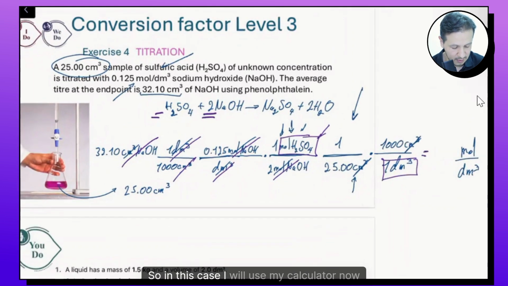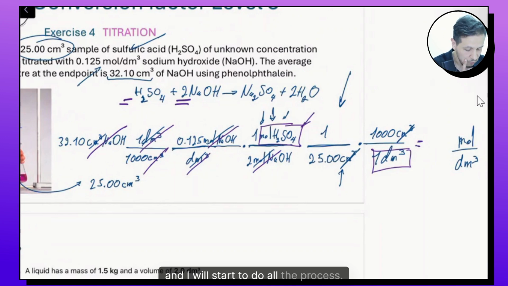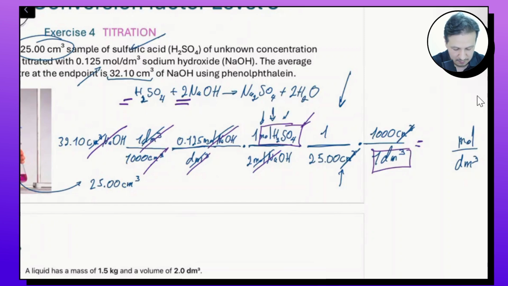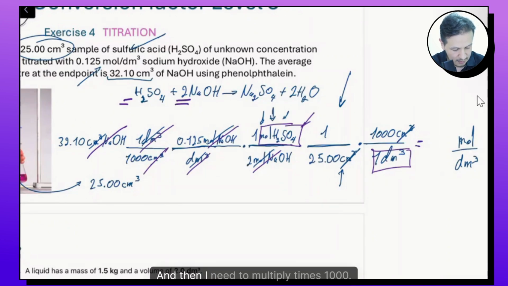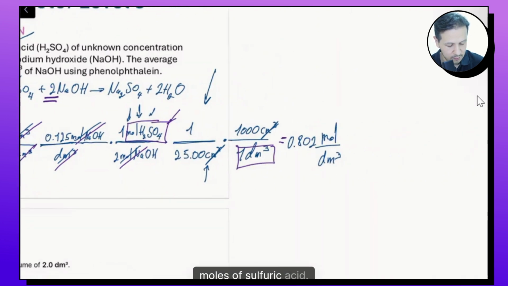So in this case, I will use my calculator now and I will do all the process. I have 32.10 divided by 1000, the first conversion factor, times 0.125, the second conversion factor, divided by 2, the third conversion factor, divided by 25, and then I need to multiply times 1000. The answer that I got here was 0.802, let's say, moles of sulfuric acid.